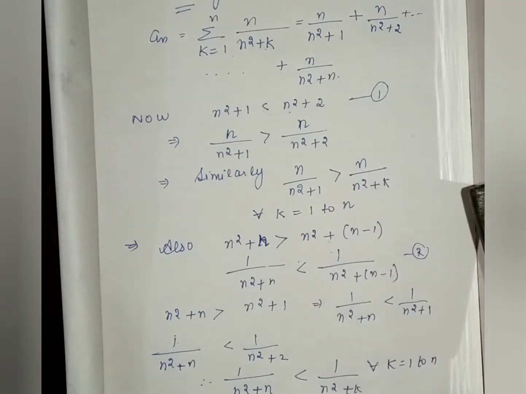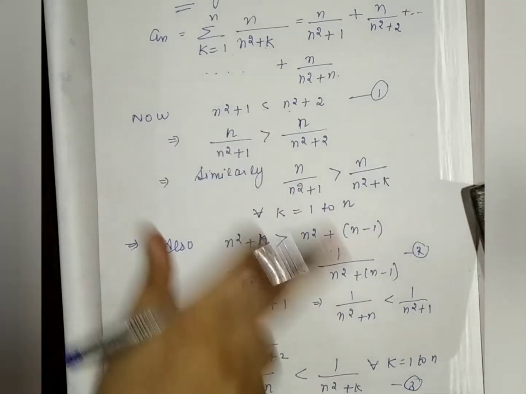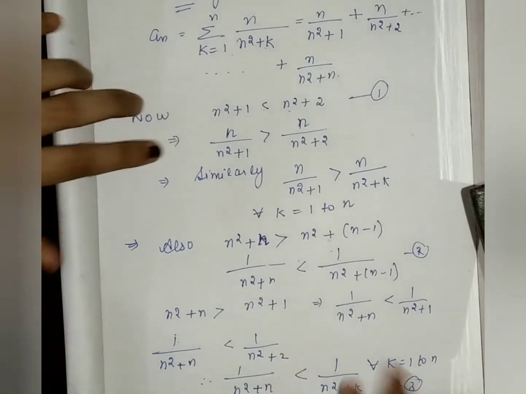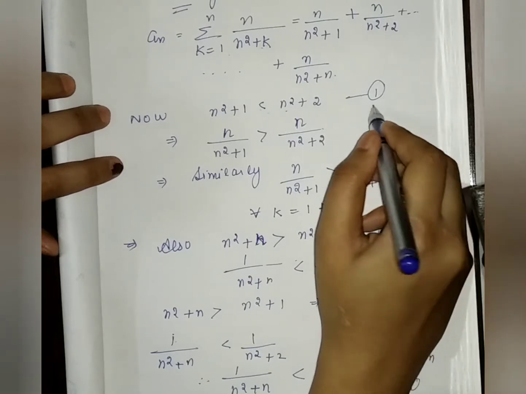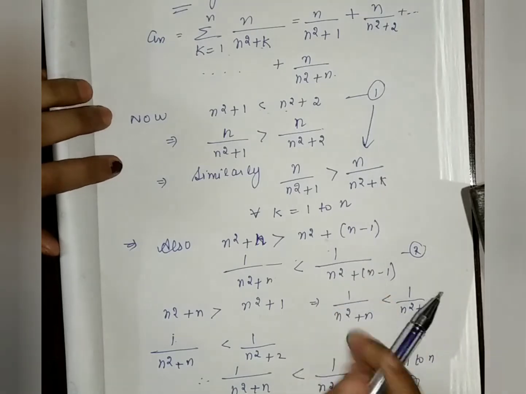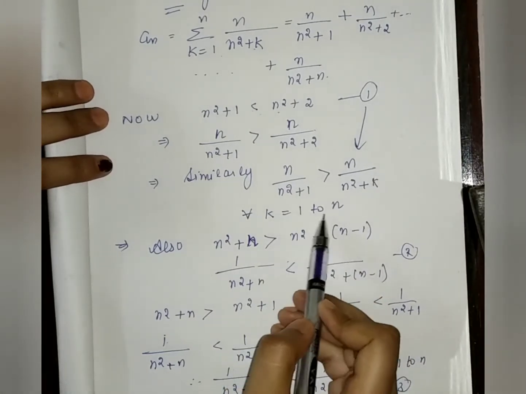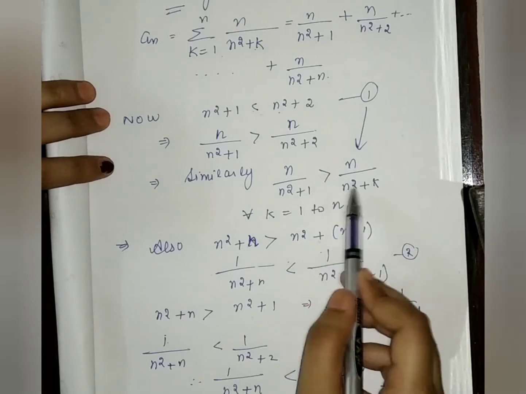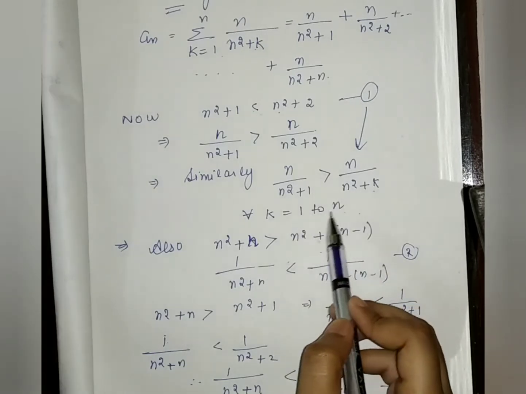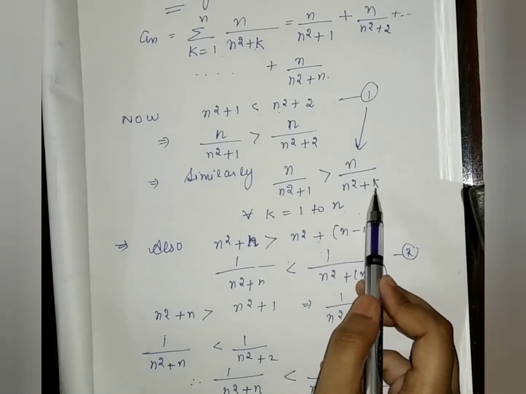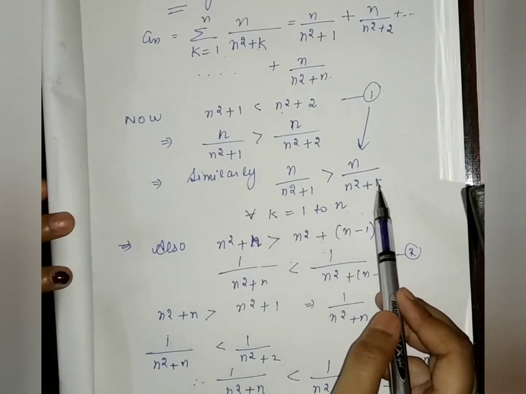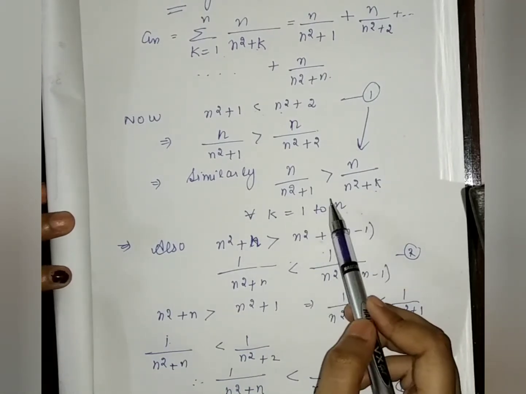So this is part 1 and this is part 3. These two parts we have to use. From part 1 we get n upon n square plus 1 is greater than n upon n square plus k for every k from 1 to n. For every k it is true: for k equal to 1 it is true, for k equal to 2 it is true, and so on up to k equal to n it is true. So we add all the inequalities.